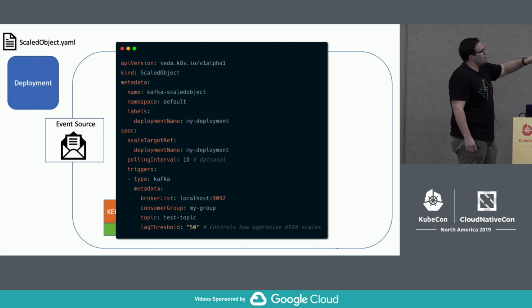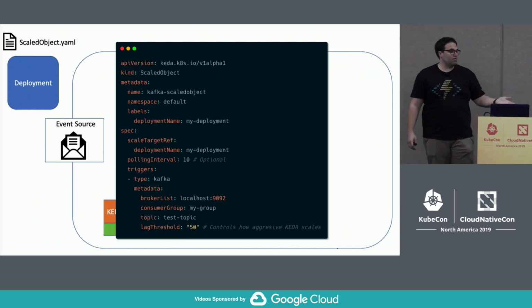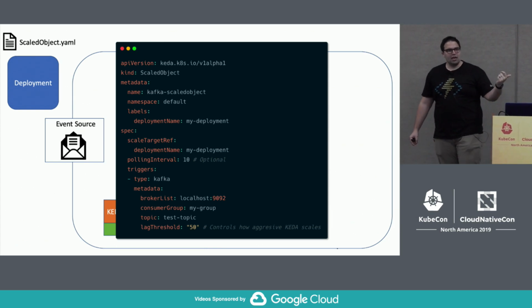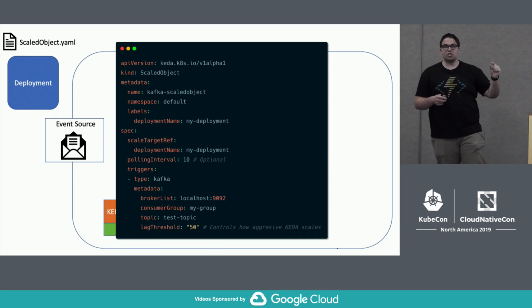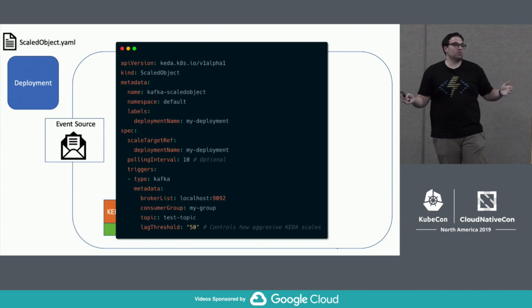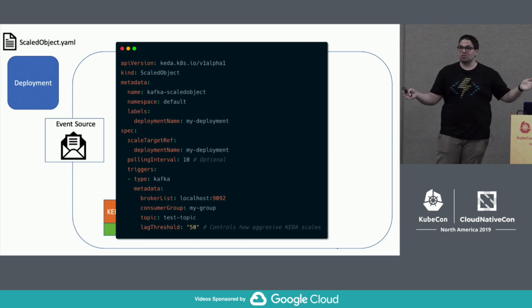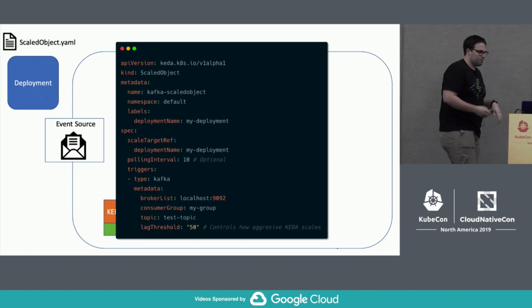And then you can just define the metadata for your event source. Like in this case, hey, I want to listen to Kafka. This is where to find Kafka. This is the consumer group I care about. And this lag threshold thing, that lets you control how aggressively it scales. Sometimes a single message might represent a lot of work, so you want to scale out very aggressively. And other times, 1,000 messages might just be a second of work, so you want it to scale more conservatively. You have some options here to control that more as you need.